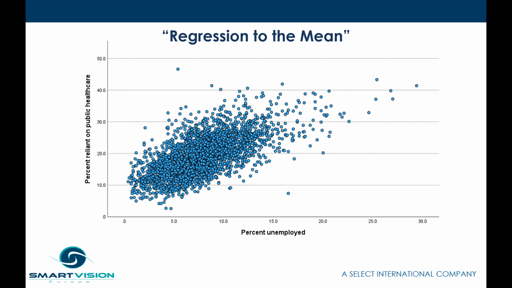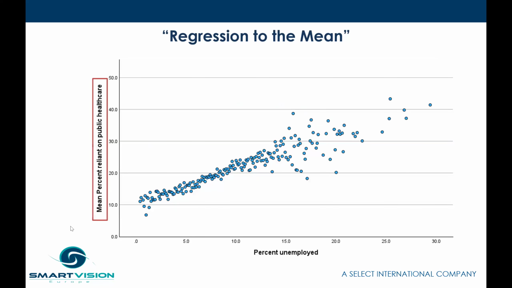And we can see that there is a roughly linear relationship here, in the sense that the higher the percent of people who are unemployed in that particular county, the higher the percent of people who are reliant solely on public health care, not on private health care, because they're both obviously measures, to a degree, of economic hardship. So regression to the mean, where does the mean come from?